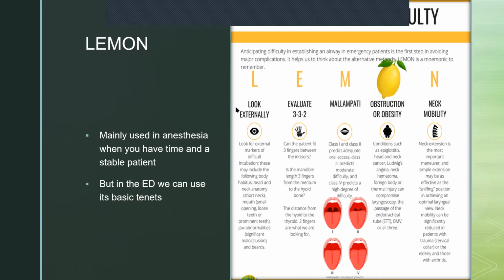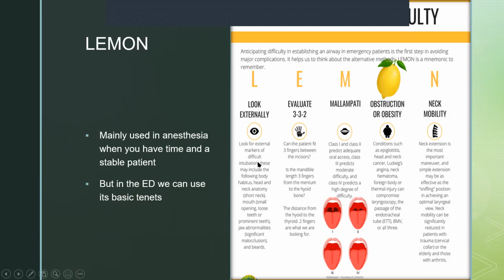So the first one is Look externally, which kind of makes sense. You're looking for external markers of difficult intubation. So body habitus, fat or thin. Generally, the larger your patient, the more difficult the intubation. Shorter, bigger, more difficult. Thinner, longer, more stretched out, the easier your intubation. This has to do with your neck mobility and the distances and things like that.